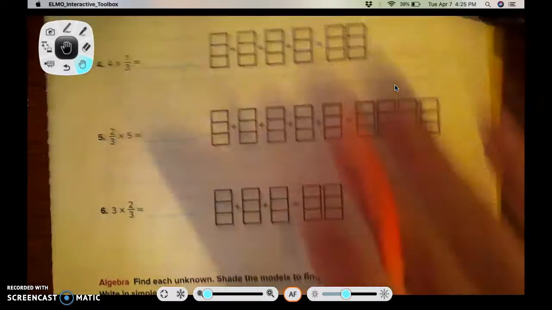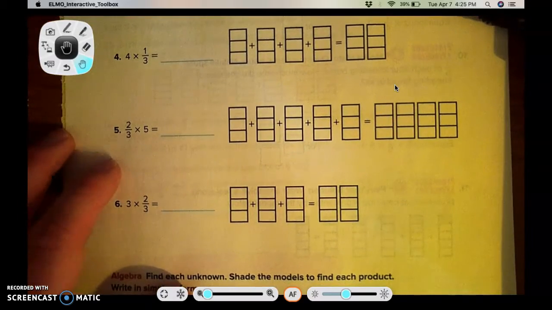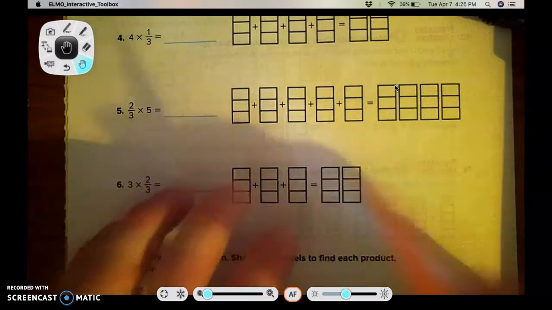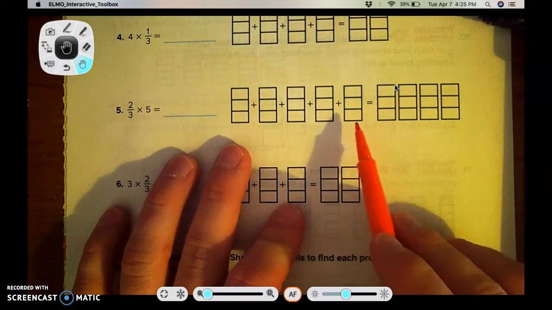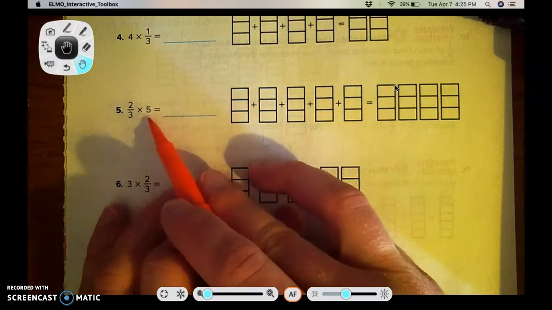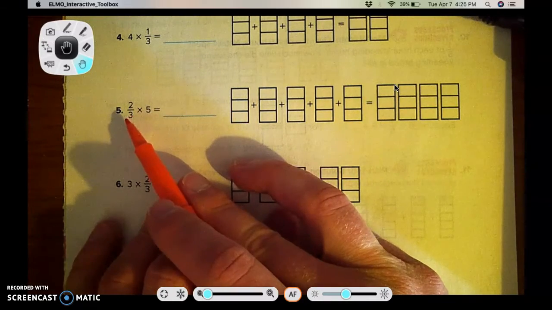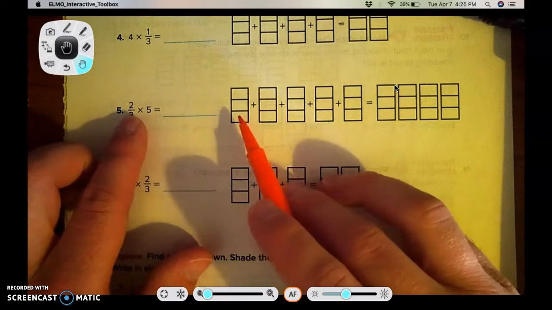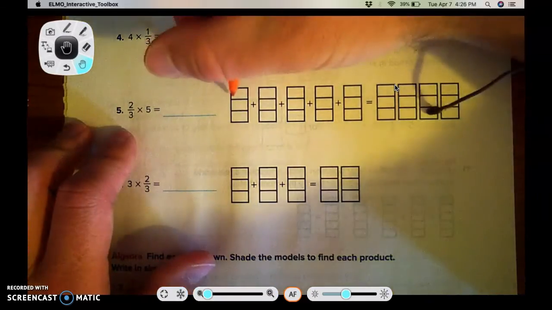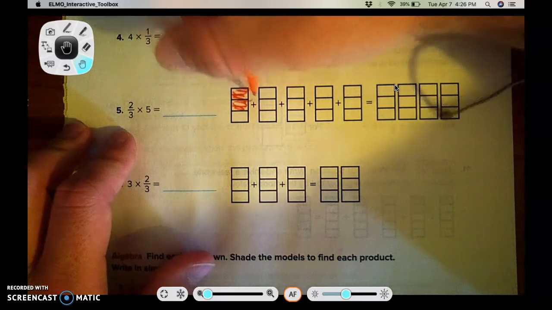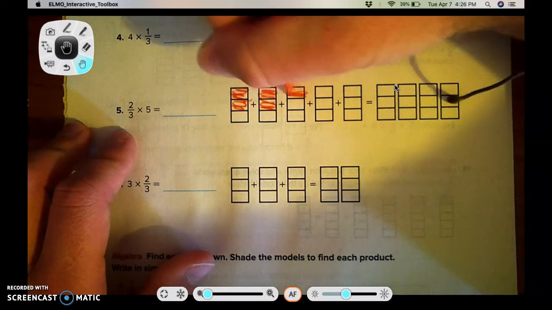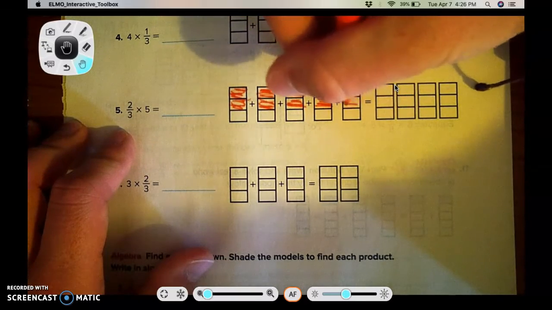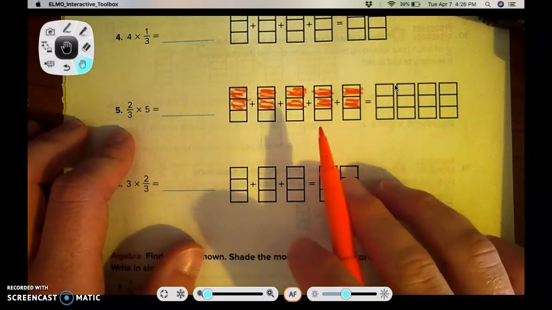So going on to that next page, let's try number 5. So 2/3 of 5, or 2/3 times 5. So they had their models. We had 5 wholes, right? 5 whole numbers to represent 5. We split it into thirds because our denominator is 3 here, so we want to split each of these into thirds. And each of these models is going to get 2 out of the 3 shaded in. So I'm going to color in 2 for each of them. So 2 here, 2 here, and so on and so forth. So now I'm showing 2/3 of each of those shaded in.